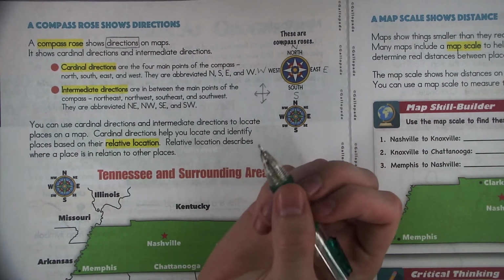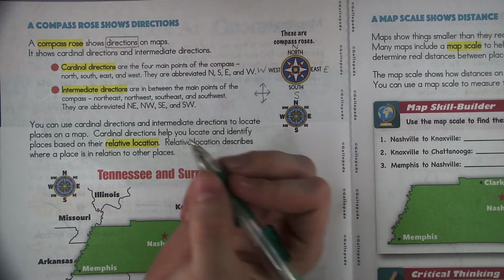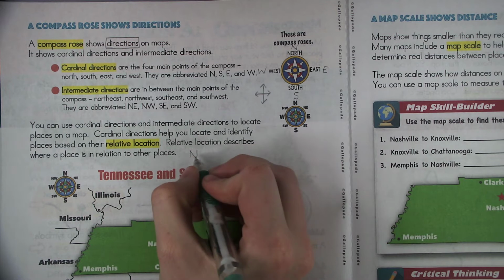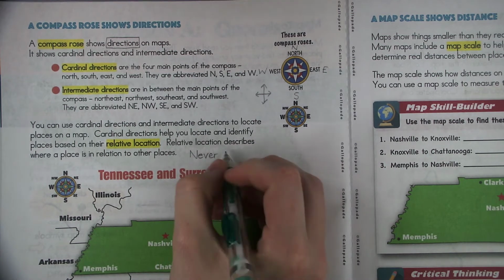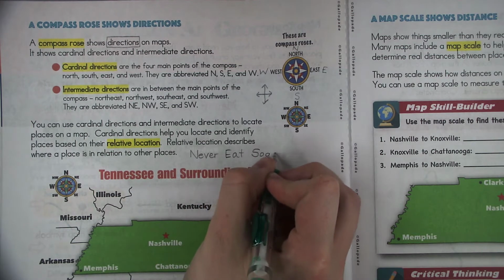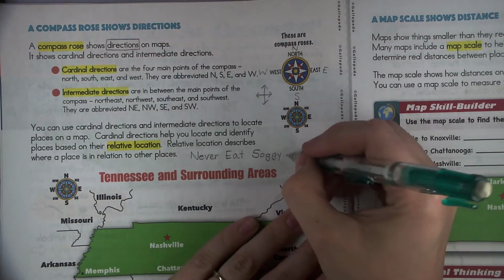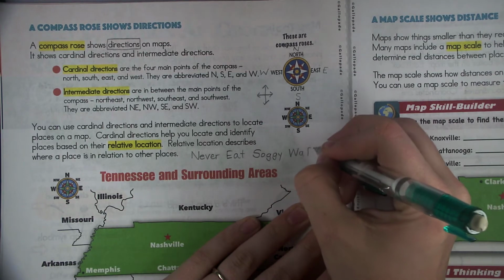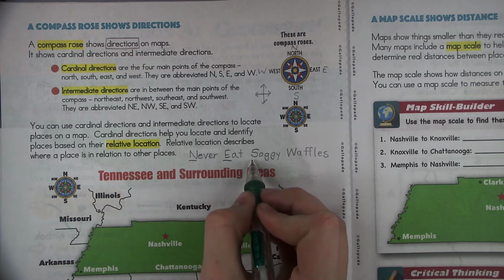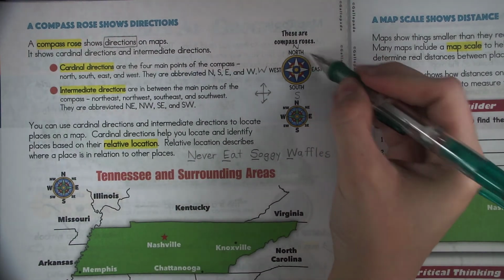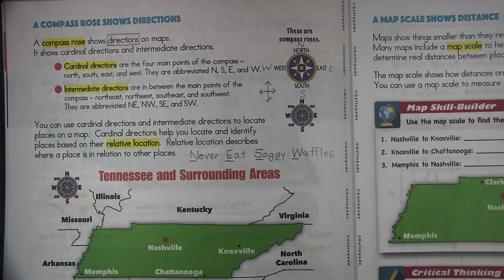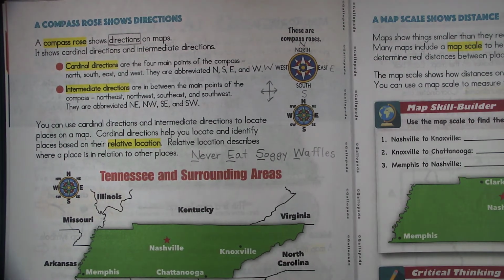The way you can remember that is never eat soggy waffles. So I want you to go ahead and write that right here. Write never, eat, soggy, waffles. And that's how you can remember north, east, south, west, which is when you go this way. North, east, south, west. So those are your cardinal directions.